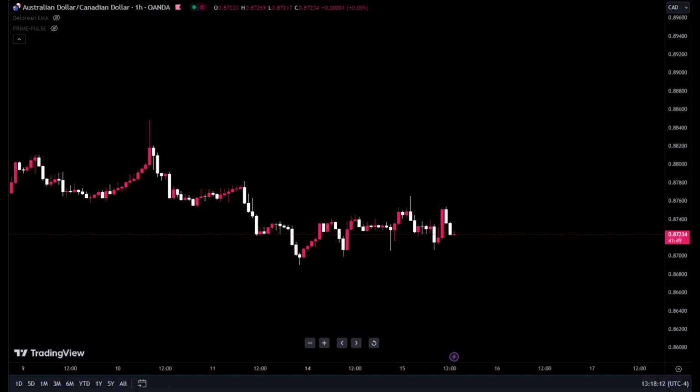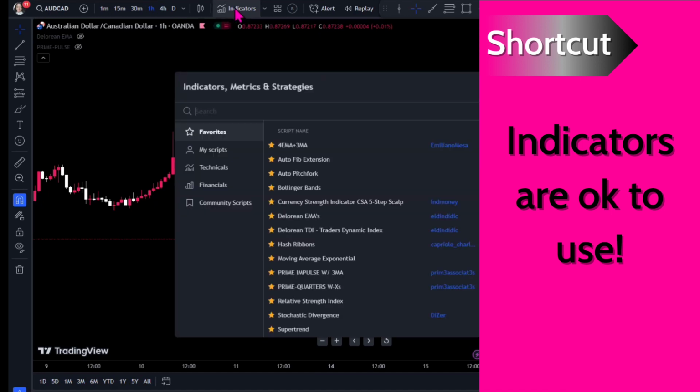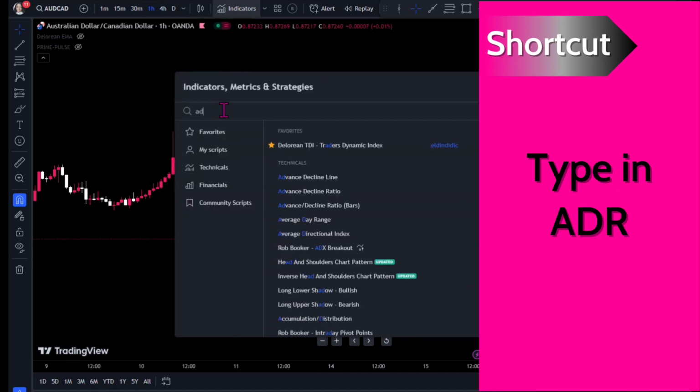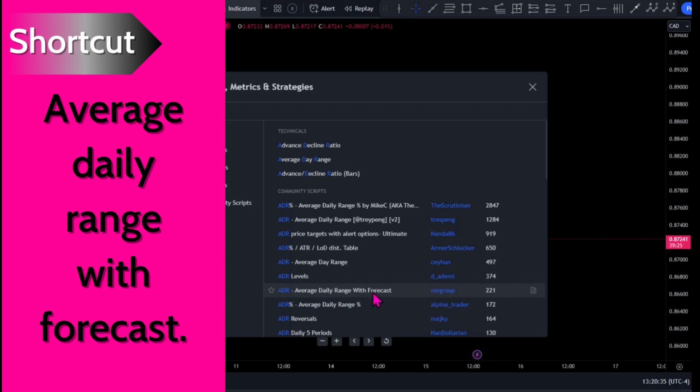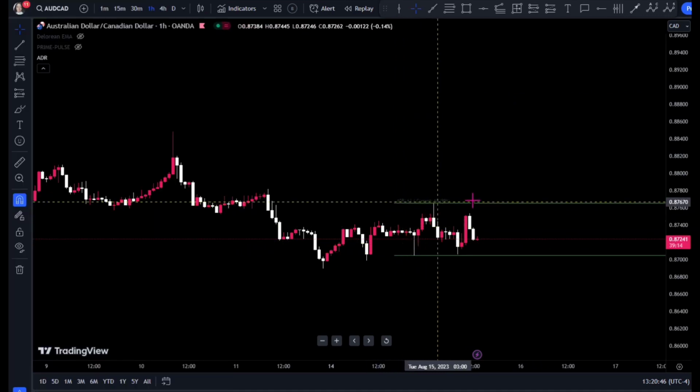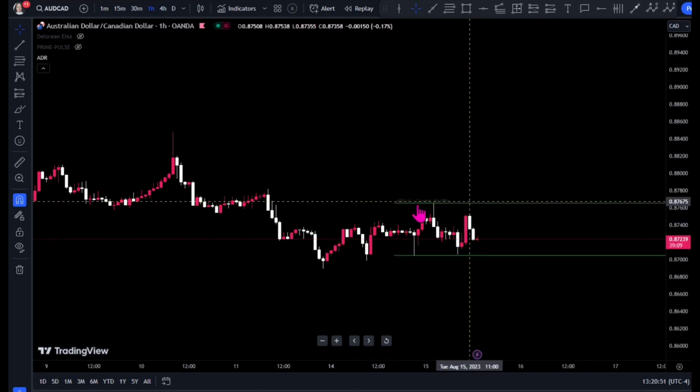So there are indicators that you can add to your chart. Let's go up here to the top and click on indicators. You're going to just type in ADR, and one of the ones that is very simple and gives you a little bit of information on the screen, go down to where it says ADR, or average daily range with forecast. This one only has about 221 people using it. I do like that it drops some horizontal lines on the chart to show you that projection. This is just a forecast.